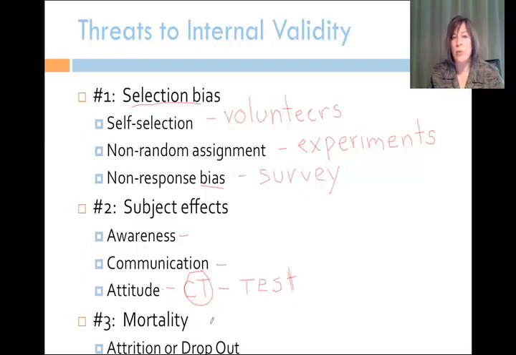The third threat to internal validity is mortality. We usually could see this in long-term studies, and other words used for mortality, which is kind of morbid, are things like attrition. What is the attrition rate in the study? So you're looking at a longer-term study, longer duration, and inevitably you're not going to have as many subjects at the end of the study as you do at the beginning of the study. Well, just like subject effects and selection bias, people who drop out of the study are in some way probably different from those who stayed in. And that's a threat to validity.